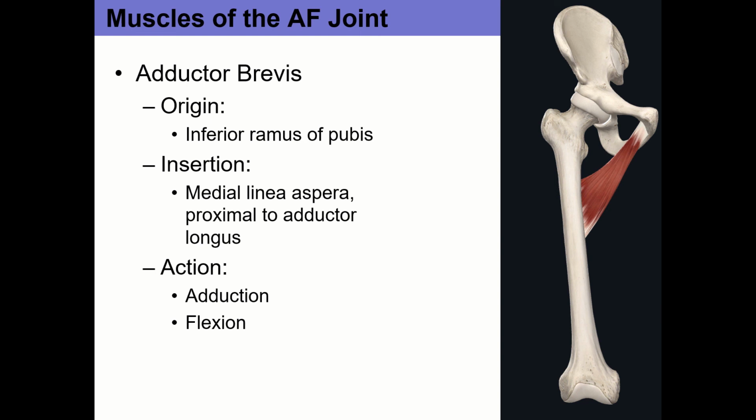And all three insert along the linea aspera, which is definitely something I want you to know. Some of the questions will be like, identify the insertion of the adductor along the linea aspera. Which of these muscles doesn't insert along the linea aspera? All your adductors do, so it's any one of the muscles that's not an adductor.